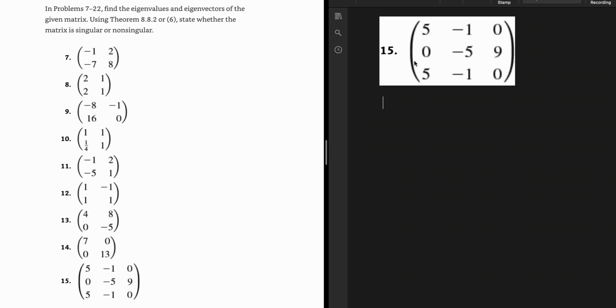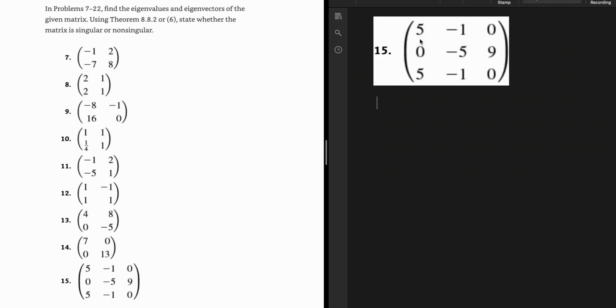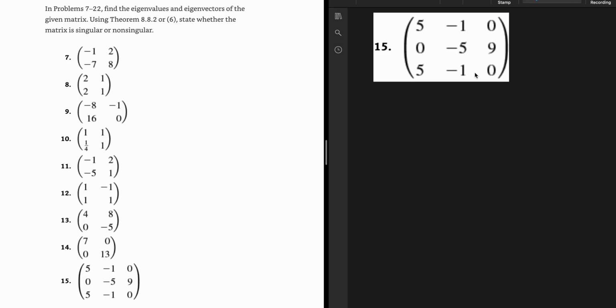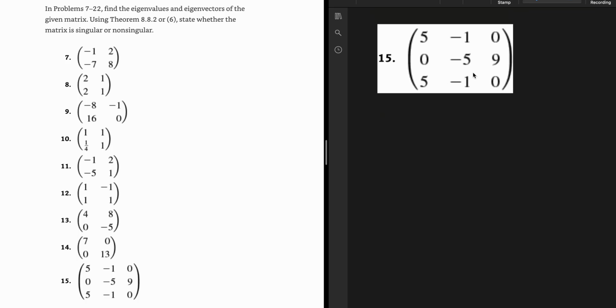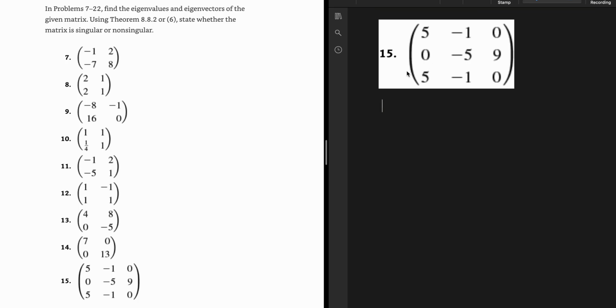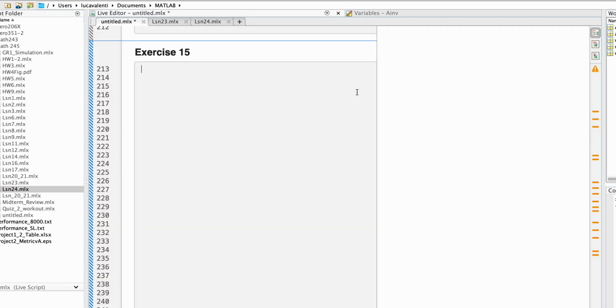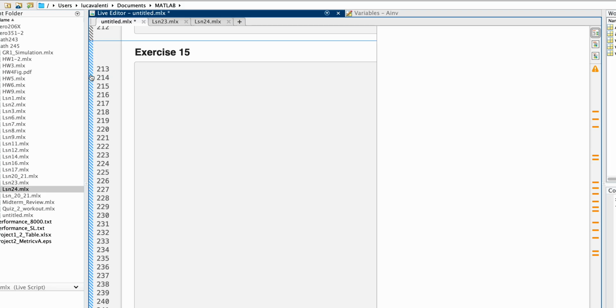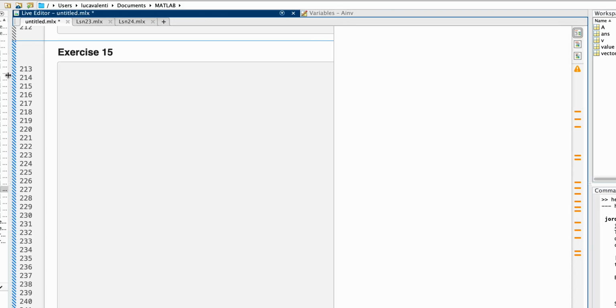I'll show you how to find the eigenvalues of a 3 by 3 matrix with Matlab, with a step-by-step process that you could potentially do by hand as well, and then with a function that just does it all for you. So let's go into Matlab and let me show you how to do this.